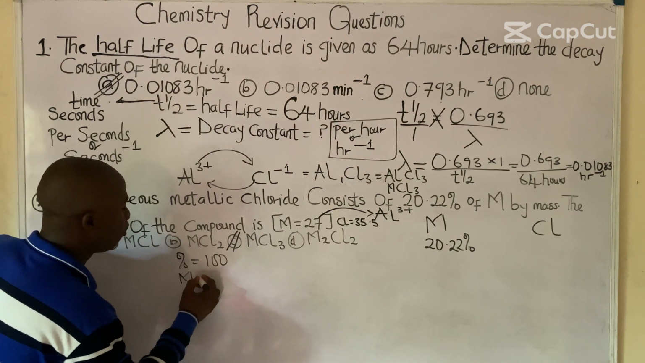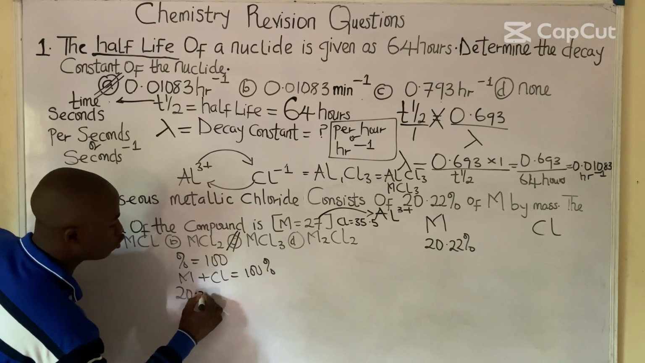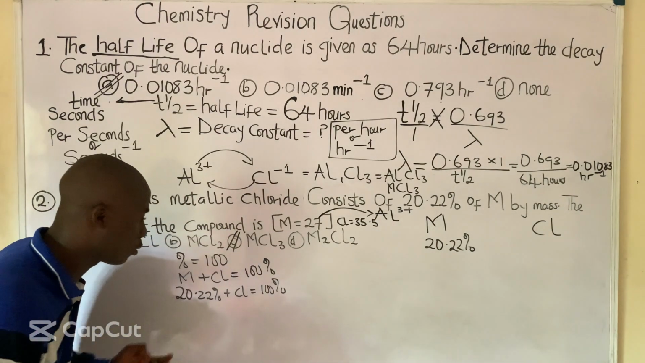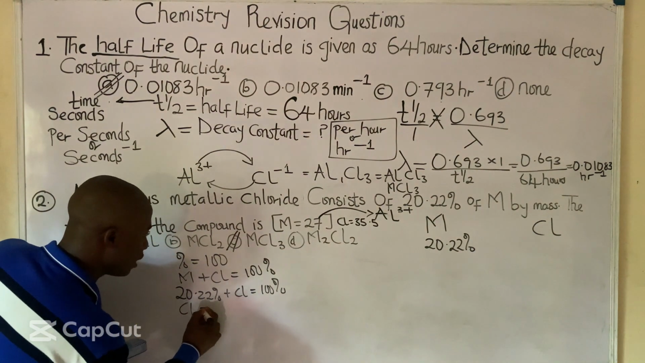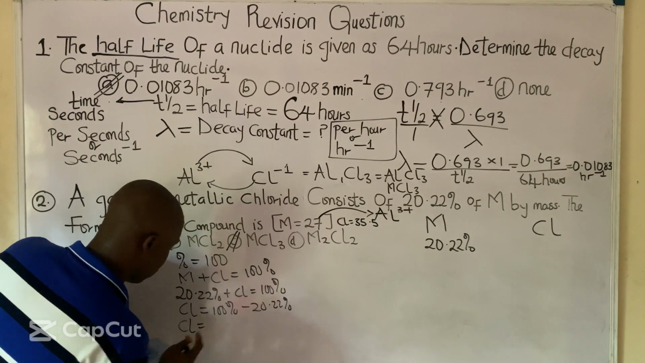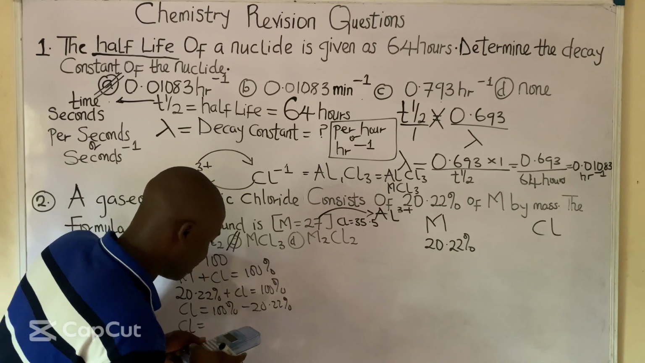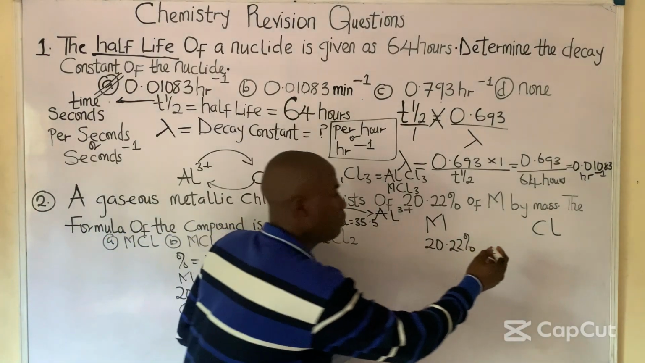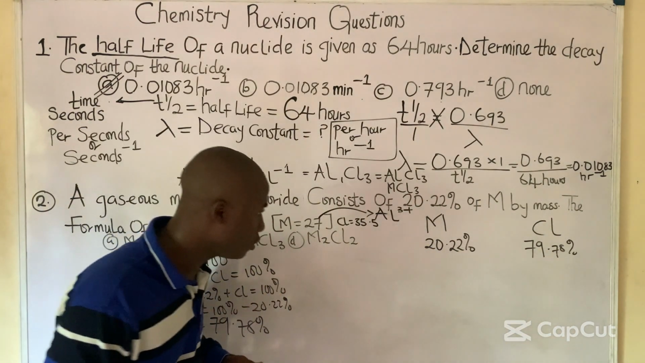Remember that M plus Cl is supposed to give us 100%. And what was the percentage of M? It is 20.22% plus Cl, which is unknown now, which we have to get. So we can continue solving our question, because this is just solving empirical formula. Basic empirical formula. So next we say Cl will now be equal to 100% minus 20.22%, that is 79.78%. So the next thing here, we'll simply write 79.78% for chlorine.